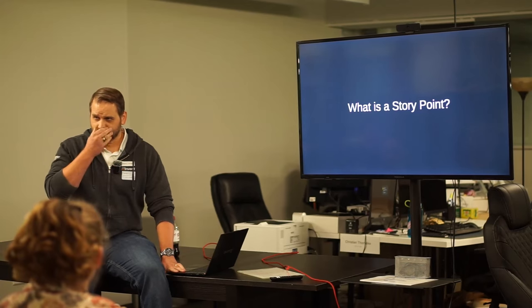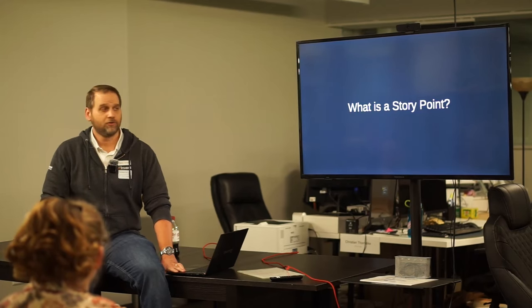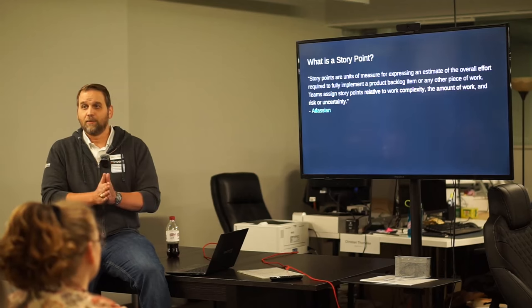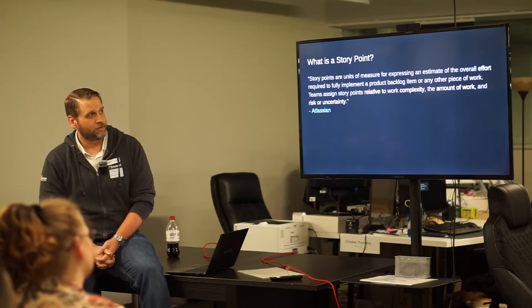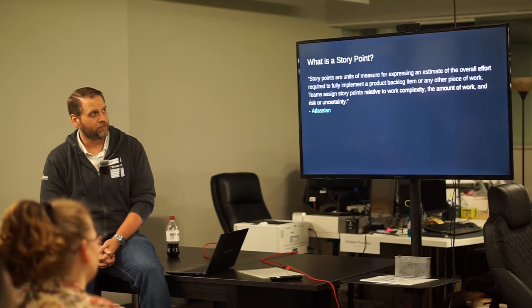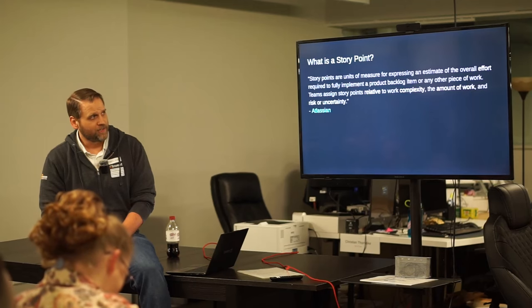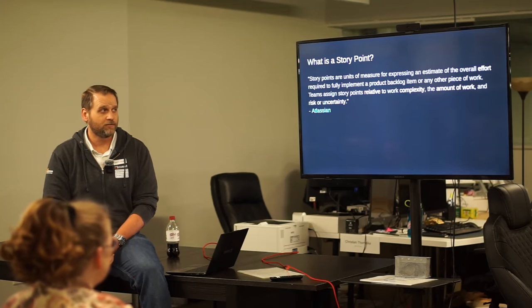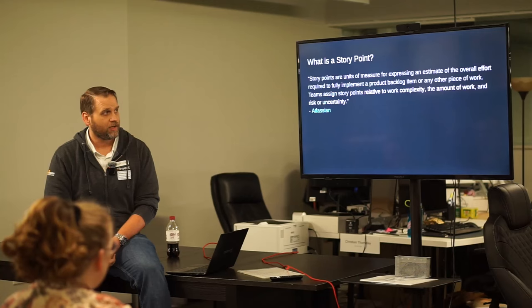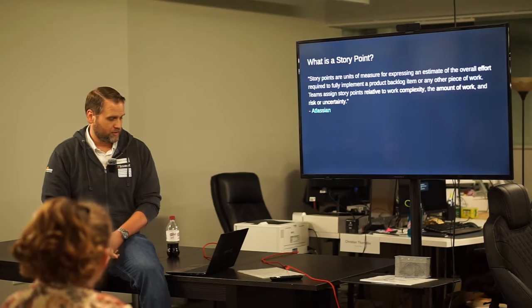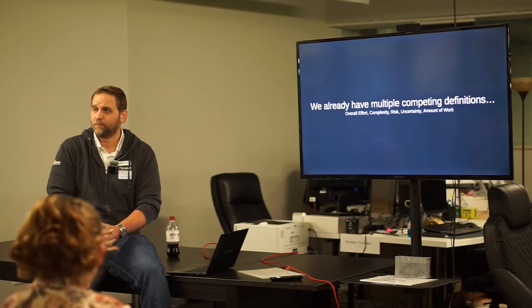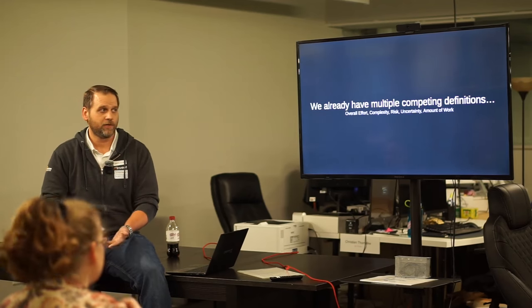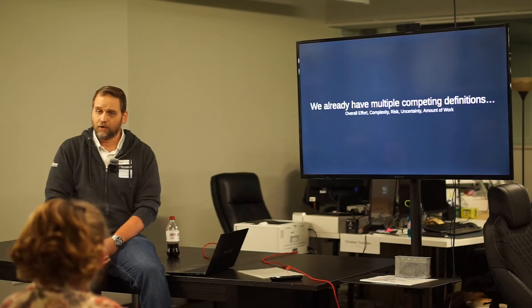All right, so what exactly is a story point? I'm going to read this. According to Atlassian, story points are units of measure expressing an estimate of the overall effort required to fully implement a product backlog item or any other piece of work. Teams assign story points relative to work complexity, the amount of work, and risk or uncertainty. So we already have multiple competing definitions here. Effort, complexity, risk, uncertainty, amount of work.